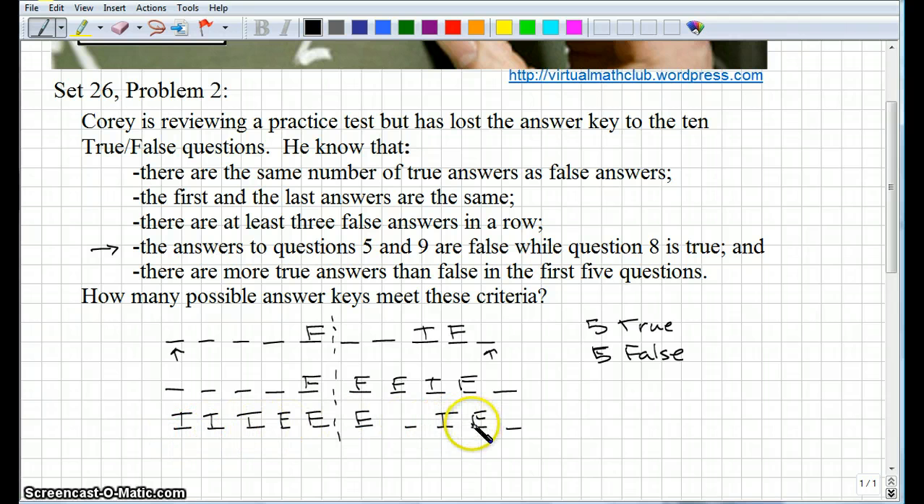We need 1 more true, and we know that the first answer and the last answer have to be the same, so this would have to be true. And so then this has to be false. So that's one possibility.